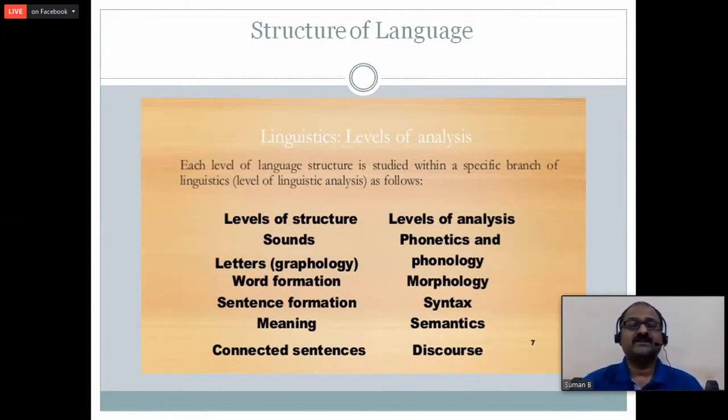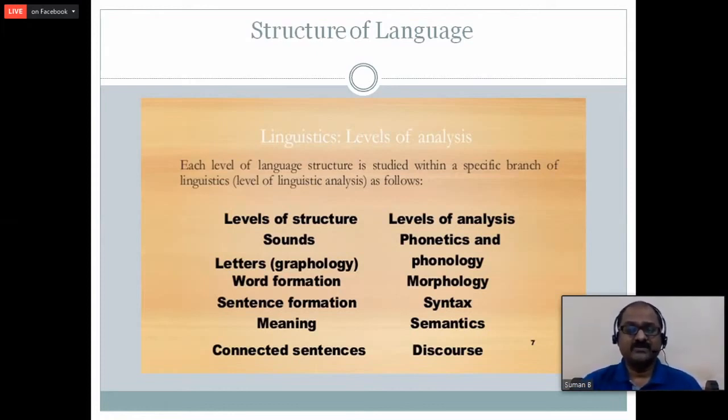What is a discourse? The basic hierarchy of language is: sounds combine to form letters, letters combine to form sentences, sentences combine to form discourses. Now that we have got a basic understanding of discourse, this also leads us to two important approaches of looking at languages.